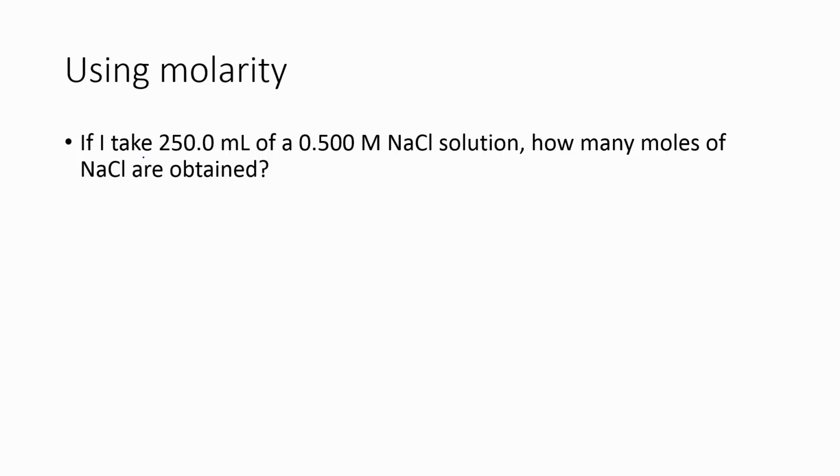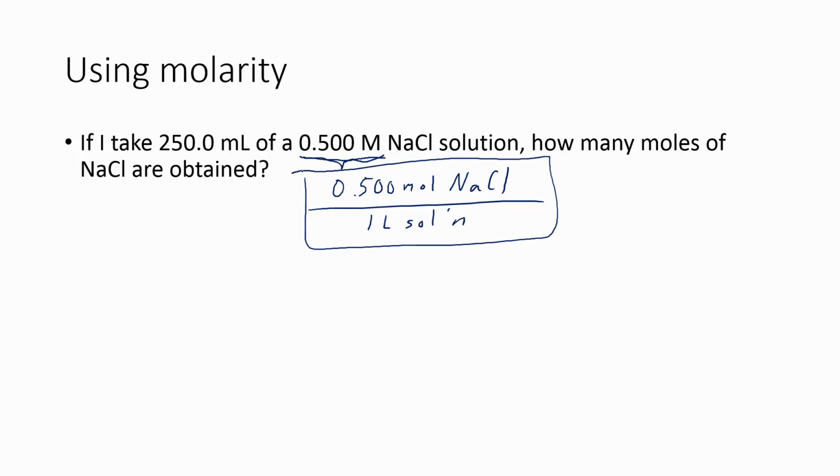So let's try it. Say I have 250 milliliters of a 0.500 molar sodium chloride solution. How many moles of sodium chloride are obtained? Well, at first you're kind of like, wait, there's no ratio. Yeah, there is. It's hidden in the molarity unit. Okay, so that's what 0.500 molar sodium chloride means. It just means this, in whichever direction we need it to be in order to convert.